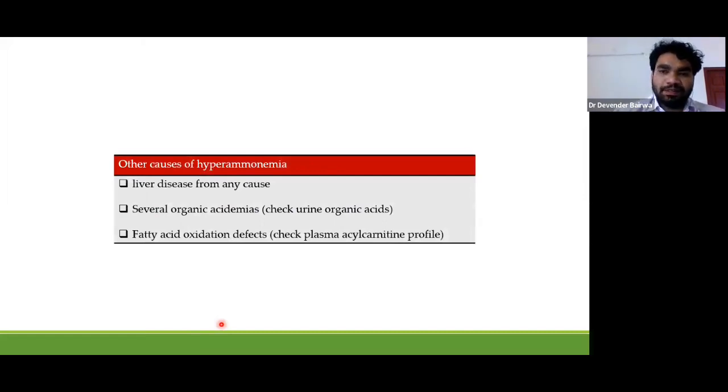Urea cycle defects are not the only cause of hyperammonemia. There can be other conditions like liver disease from any cause, which can lead to hyperammonemia because it will reduce the capacity of the liver to handle the protein load. Then there are several organic acidemias apart from these defects. For that, you need to check their urine organic acid levels, and fatty acid oxidation defects also lead to hyperammonemia. For that, you need to check the plasma acylcarnitine profile.